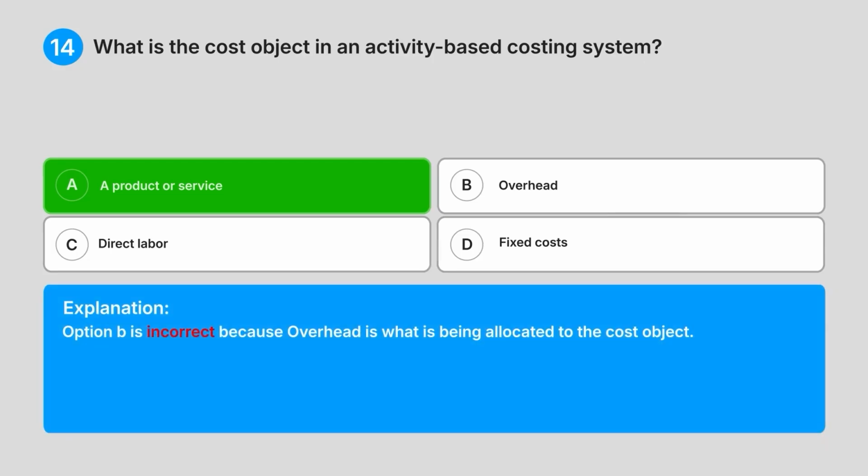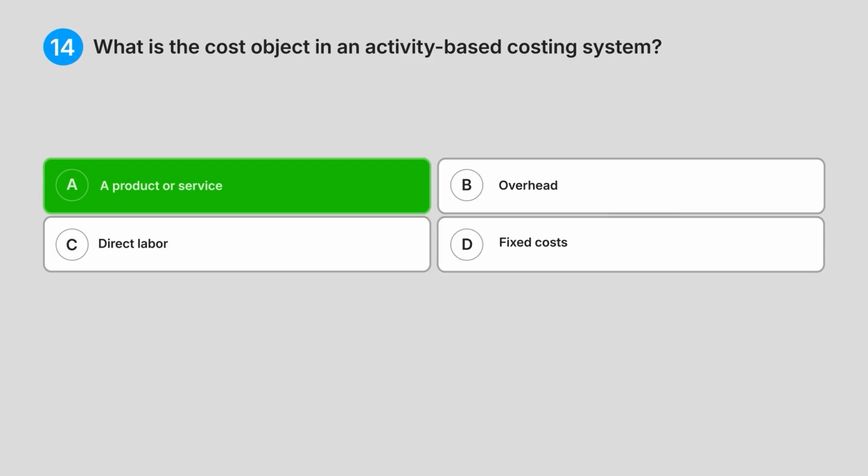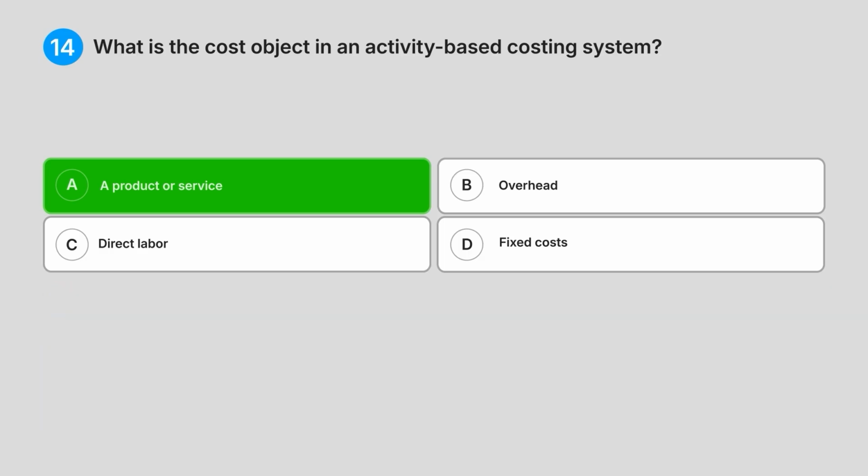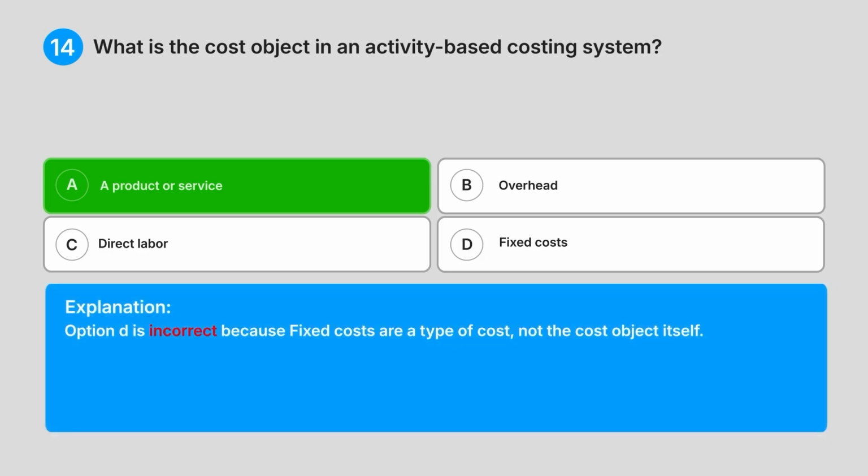Option B is incorrect because overhead is what's being allocated to the cost object. Option C is incorrect because direct labour is a direct cost, often traced directly to the cost object. Option D is incorrect because fixed costs are a type of cost, not the cost object itself.